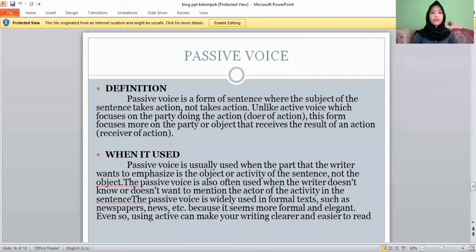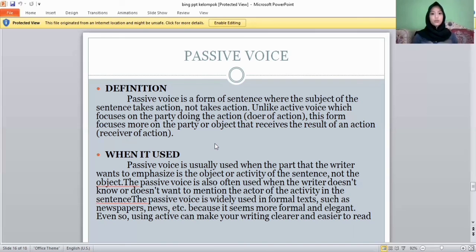Passive voice is a form of sentence where the subject of the sentence does not take the action. Unlike active voice, which focuses on the party doing the action, this form focuses more on the party or object that receives the result of an action. Passive voice is usually used when the part that the writer wants to emphasize is the object or activity of the sentence, not the subject. The passive voice is also often used when the writer doesn't know or doesn't want to mention the actor of the activity in the sentence.